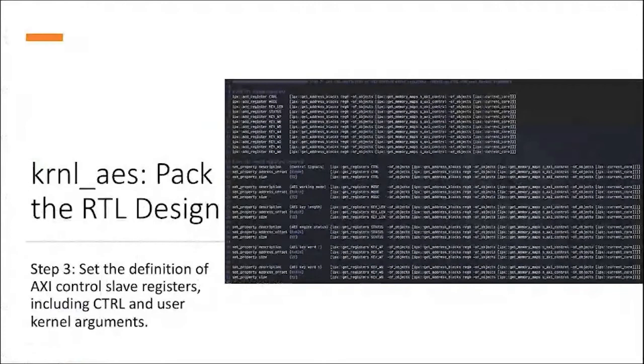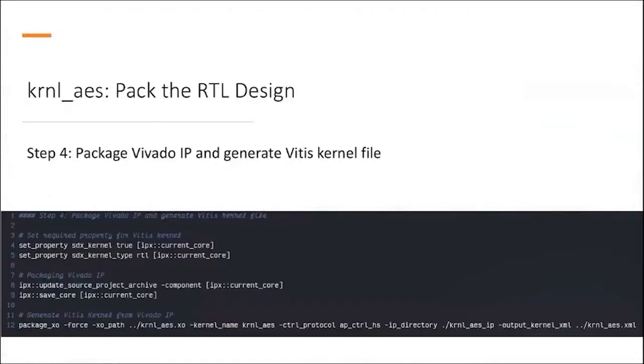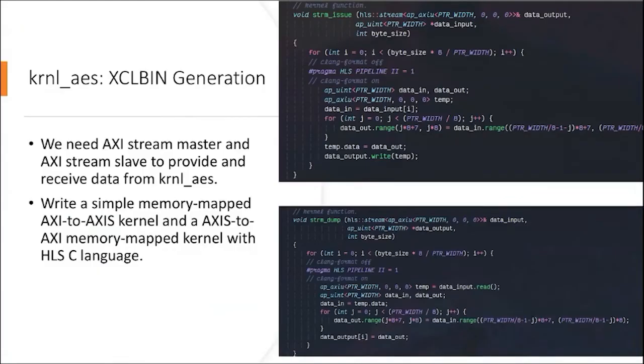Okay, so in the last step, we packaged the IP and generated the RTL kernel file by several commands. And then we generated the XO file for this kernel. After this, we will proceed to generate the xclbin file, for running in the hardware or hardware emulation later.